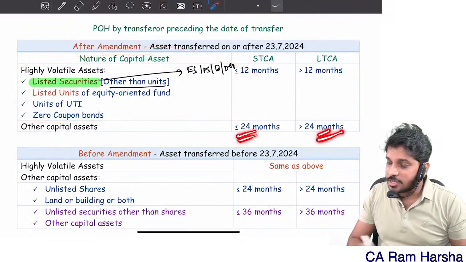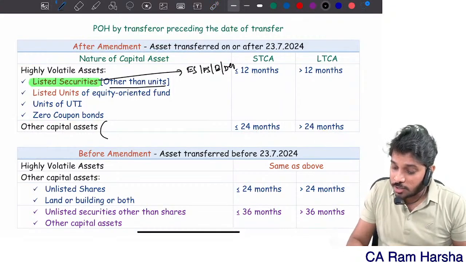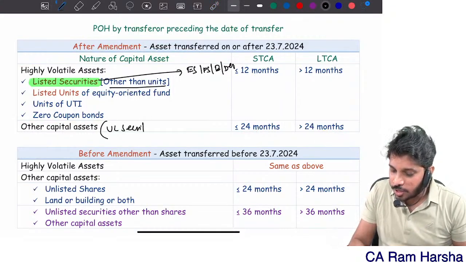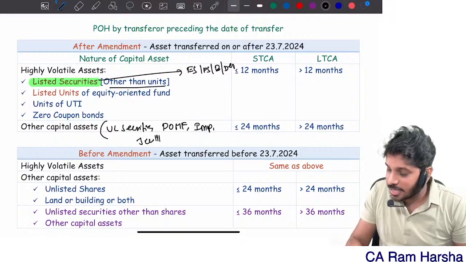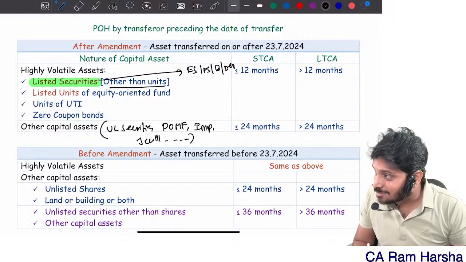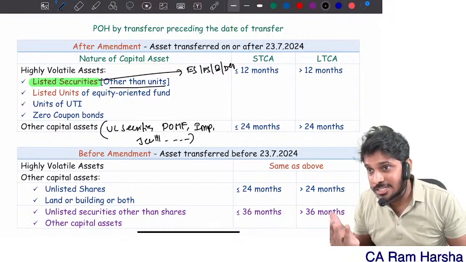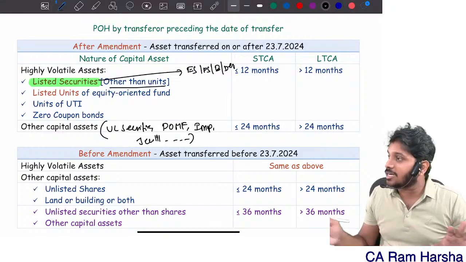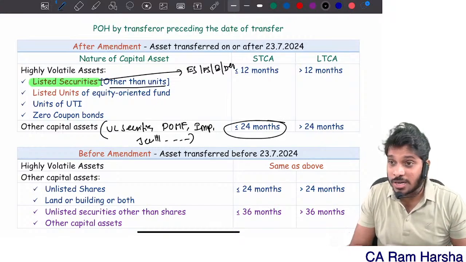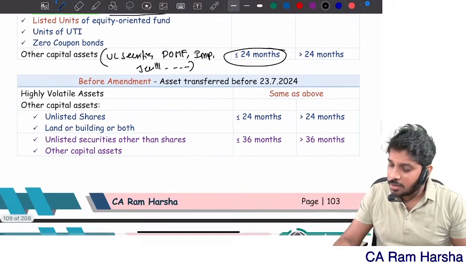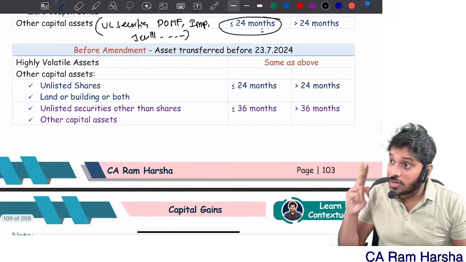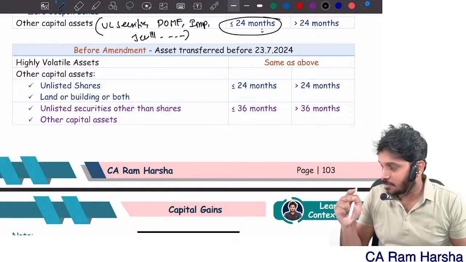Straight away, the criteria is what? 24 months. What are they? Unlisted securities, debt-oriented mutual funds, immovable property, jewelry. Yes or no? All these items: urban agricultural land, industrial land and building. Straight away the criteria is 24 months.